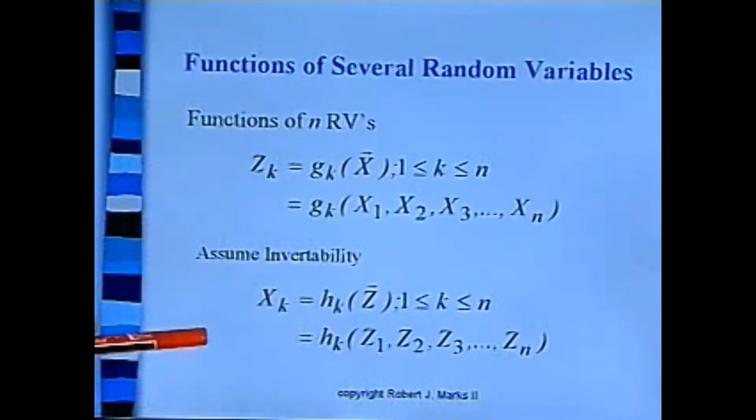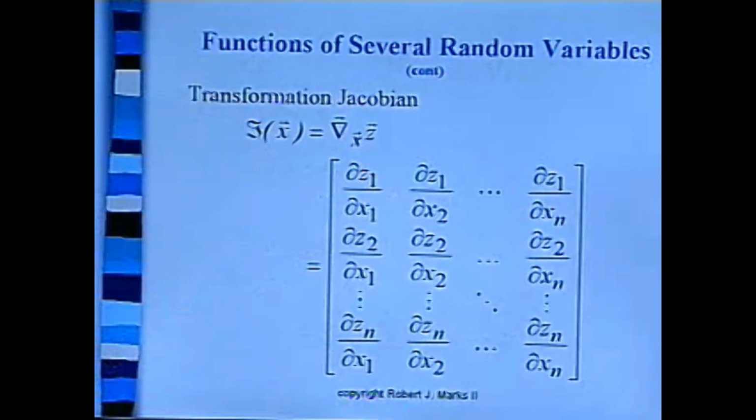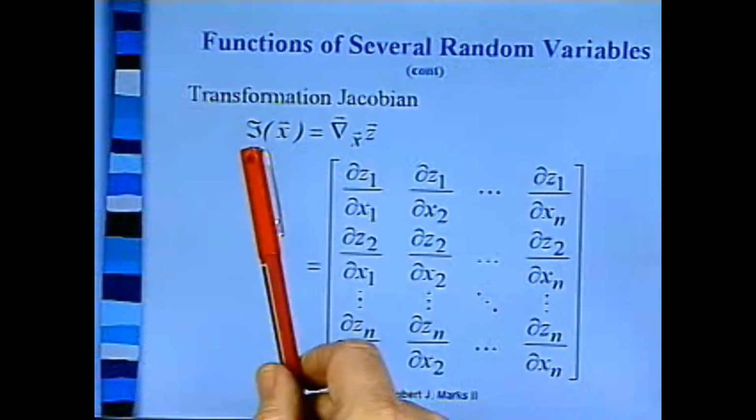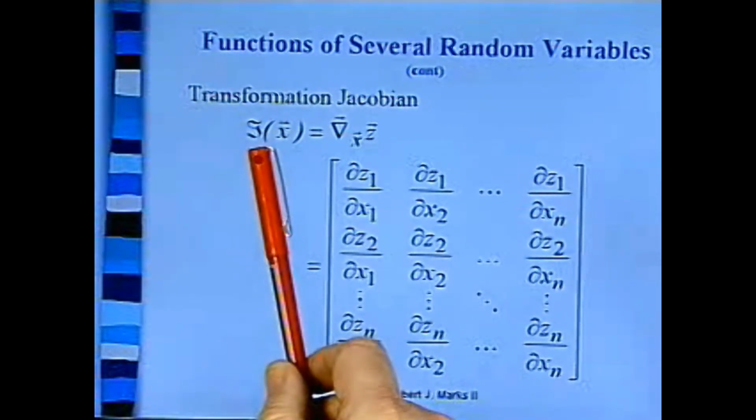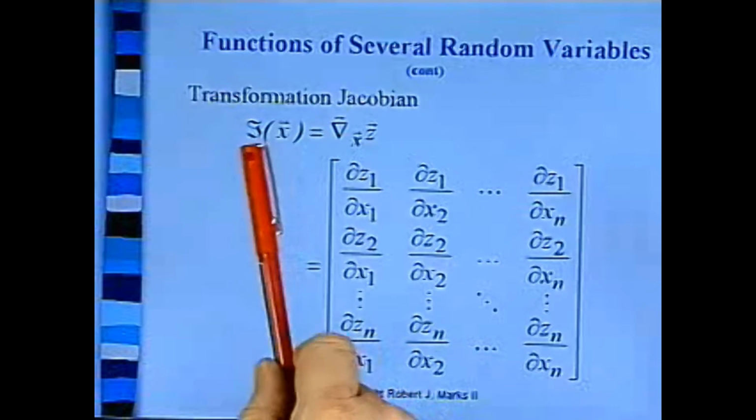So the result that we obtain is going to be conditioned on this function. We define something which is called the transformation Jacobian, and this is a script J. It's supposed to be a script J.